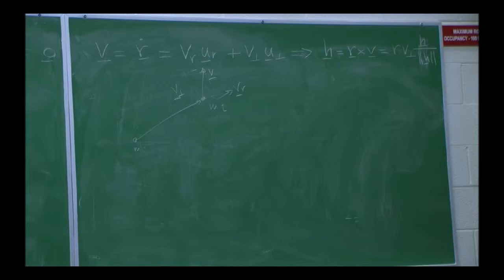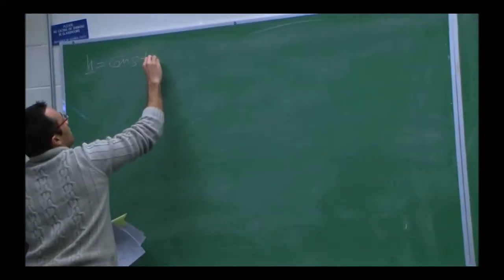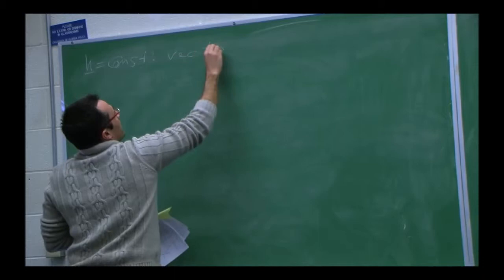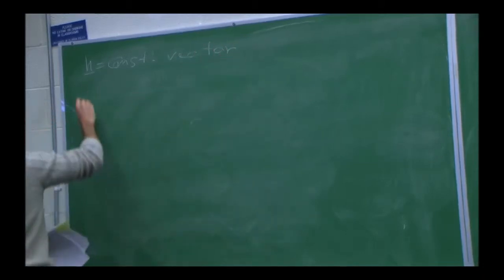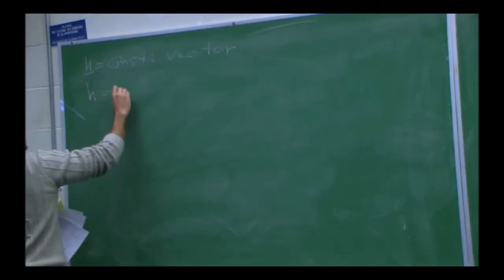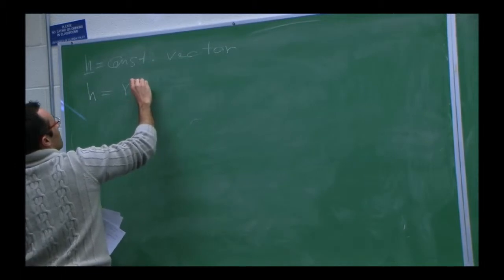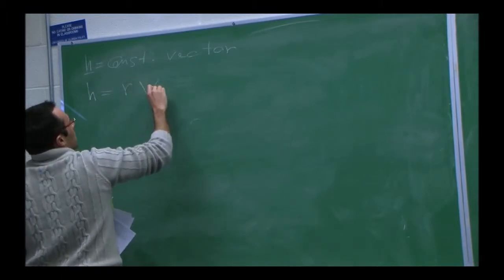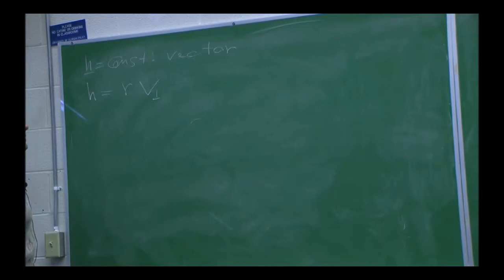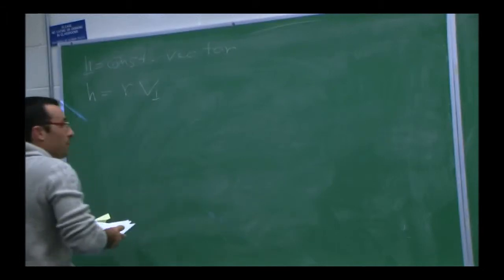So I know so far that h is a constant vector. Okay? And that tells me that its norm, so just h, is the position of the spacecraft multiplied times its normal velocity at all times. So it doesn't matter where you are on the orbit, that's always true. So why am I bothering doing this?